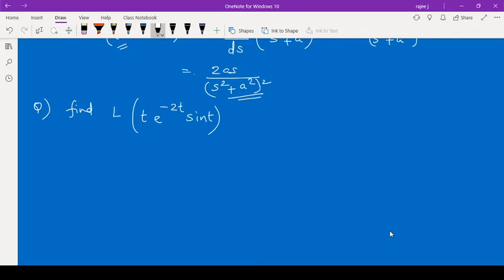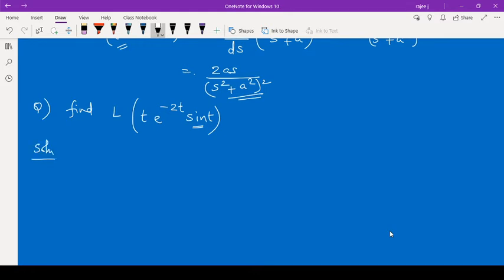L of t e raised to minus 2t sine t. So first of all you have to start, see here, you will apply the shifting property and the normal one. L of sine t you will write, then in that one you will apply the first shifting property, then in that one you will apply the multiplication by t property.